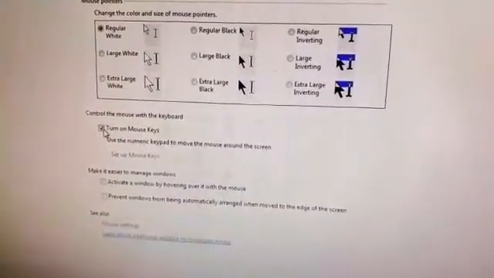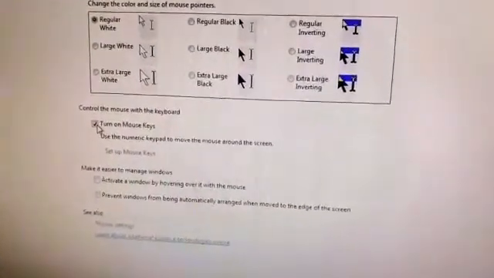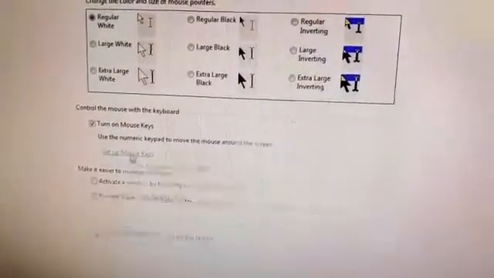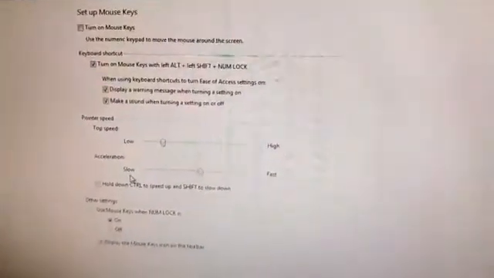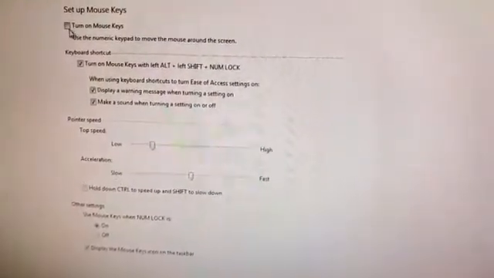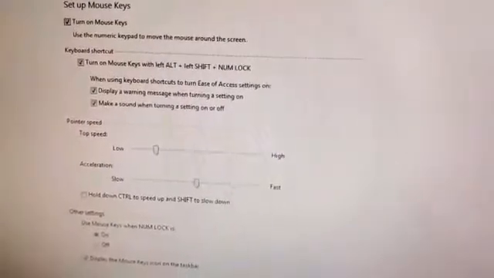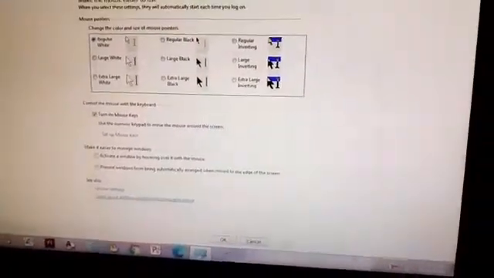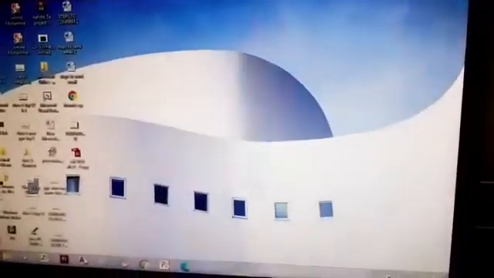Checkbox, tick it, and then select the setup mouse keys option. Any one you can do from this, and here you can tick in the checkbox, turn on mouse keys, and then apply. Click on apply option and OK. So your keyboard will be functioning like a mouse in the number pad.